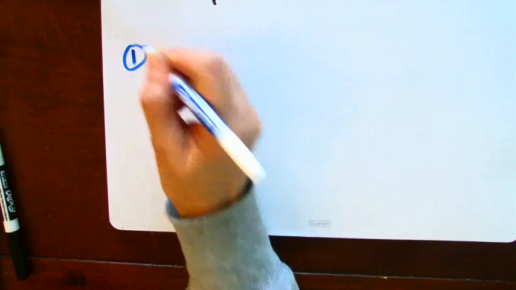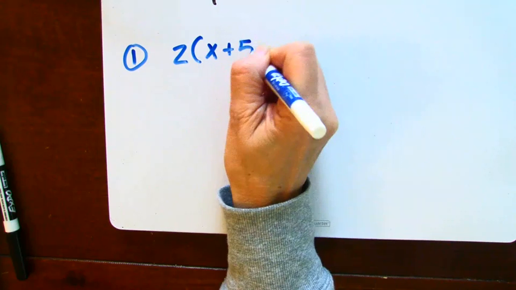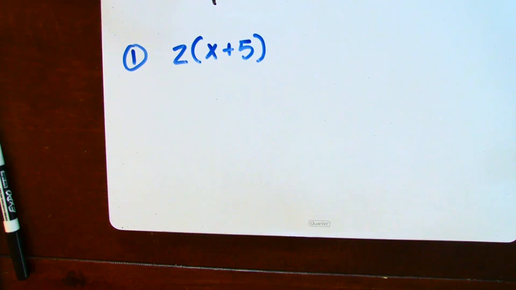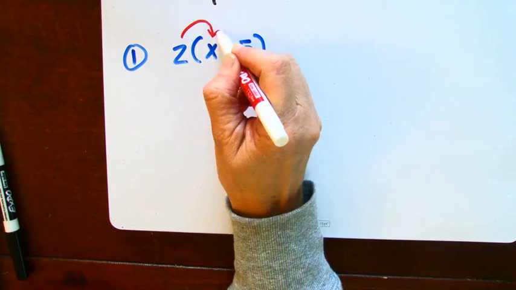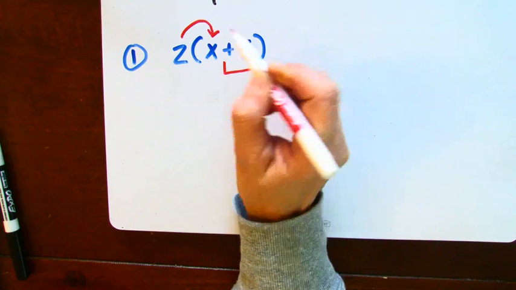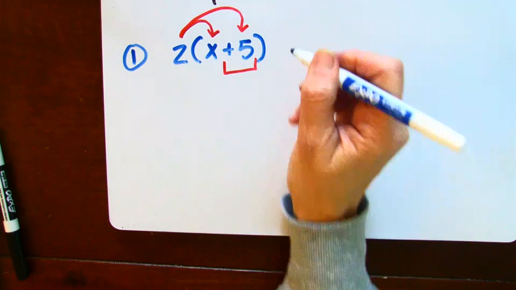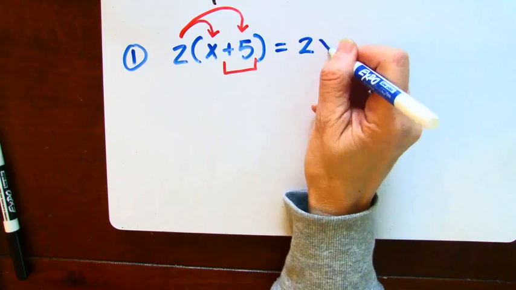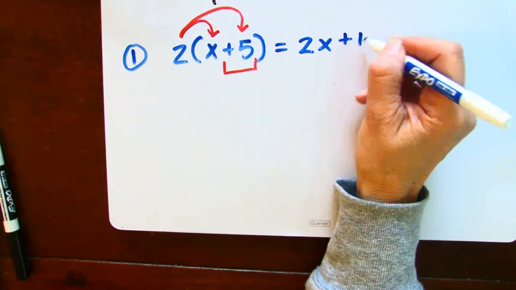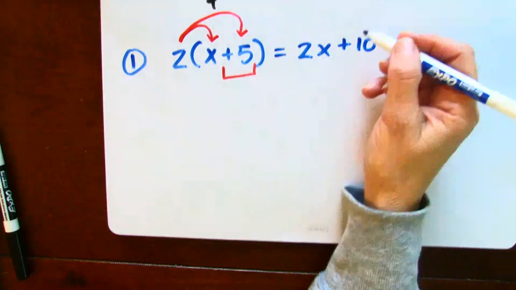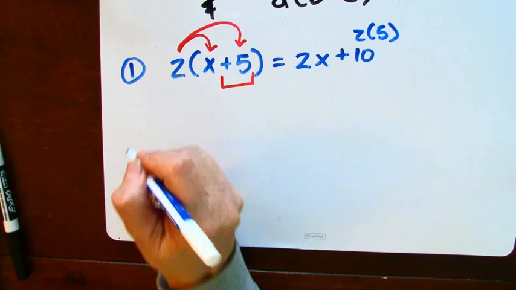Okay, so the first example, we have 2 times the quantity of x plus 5. What we're going to be doing is multiplying this to the x, and also we're going to multiply to this positive 5. That's going to give us 2x, and then 2 times a positive 5 is a positive 10, because that was 2 times 5. Okay, let's do another.